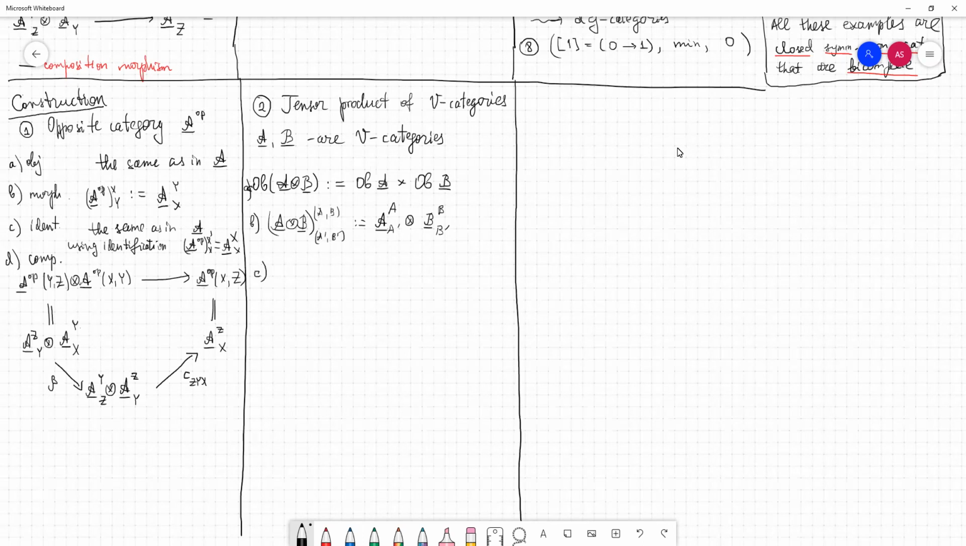C, identities. We have that the unit object is isomorphic to unit tensor unit itself by the left or right unit isomorphism. Then we pick up the identity in A, tensor the identity in B, where the identity in A is from A to A, tensor B from B to B.